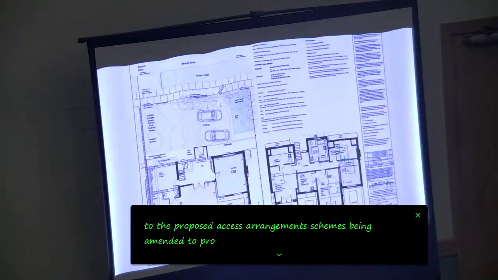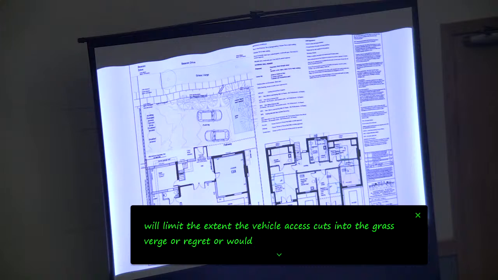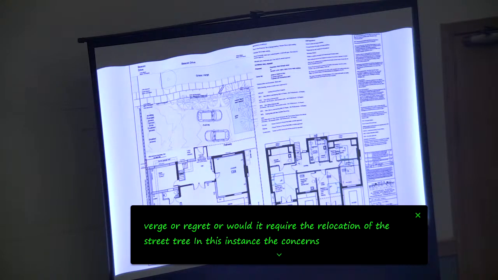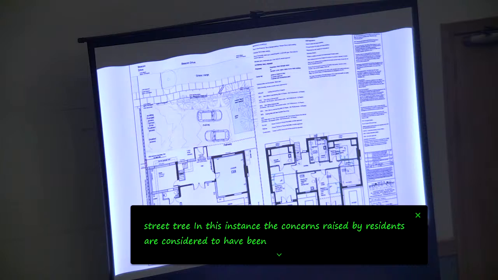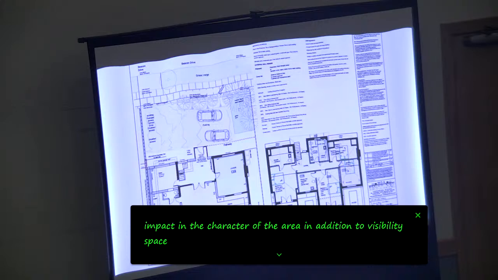In relation to the proposed access arrangements, the scheme has been amended to provide a reduction in the size of the access. This will limit the extent the vehicular access cuts into the grass verge, nor will it require the relocation of the street tree? In this instance, the concerns raised by residents are considered to have been addressed in relation to the impact in the character of the area.